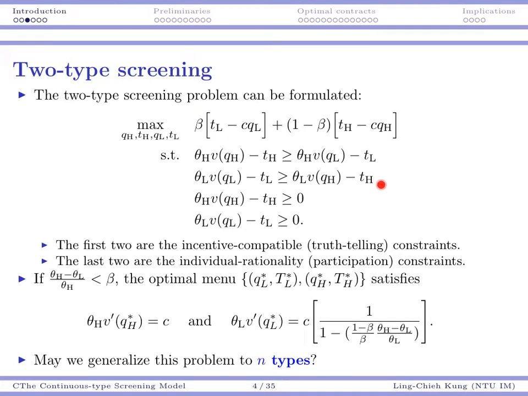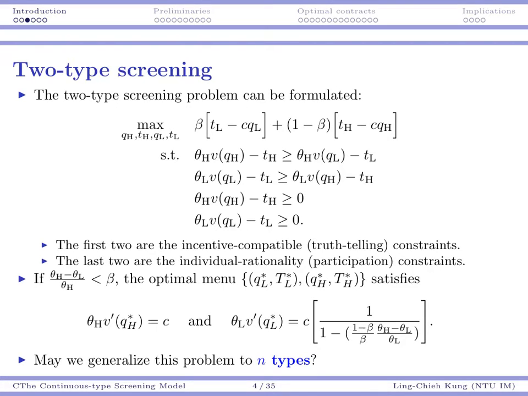The first two constraints are incentive compatible or truth-telling constraints. That means if you are a high type consumer, you prefer the high contract to the low contract. Or if you are a low type consumer, you prefer the low contract. The last two constraints are the individual rationality or participation constraints. By choosing the high contract or the low contract, the high type consumer and the low type consumer can earn a non-negative utility.